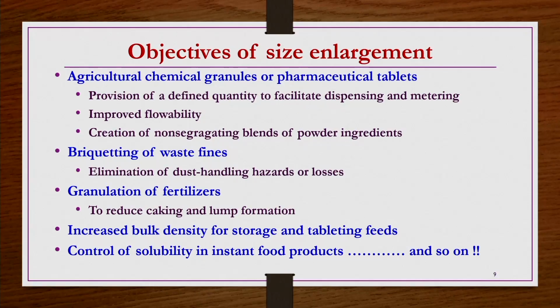So like that, application-wise, the objectives keep changing and slightly modifying from one case to another. These are the objectives with reference to specific applications of size enlargement. Then agglomeration methods. What we understand is that agglomeration is sticking together smaller, fine particles and trying to form a bigger particle.